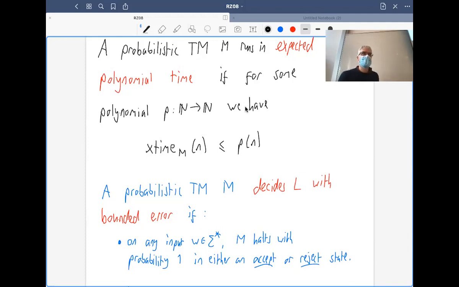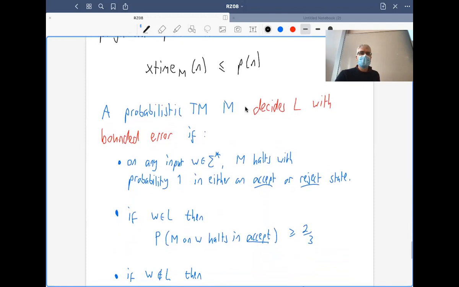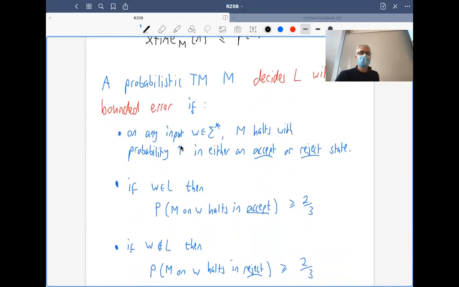So we want to give ourselves the most liberal, the most inclusive notion of efficient probabilistic computation. The appropriate definition then is, we want to talk about a probabilistic Turing machine deciding a language, but where it can make errors in its decision process. It might say accept or reject, but in both cases there might be an error. So we say it decides L with bounded error if, firstly, on any input, the Turing machine halts with probability 1, either in an accept or a reject state.